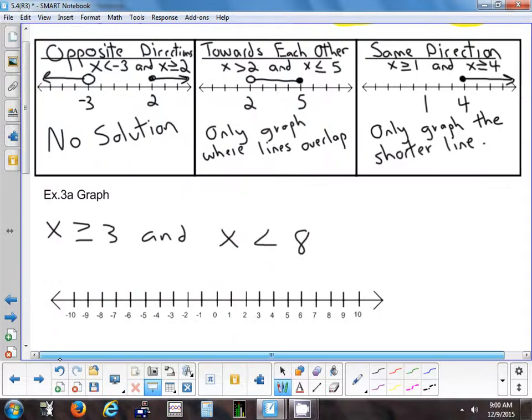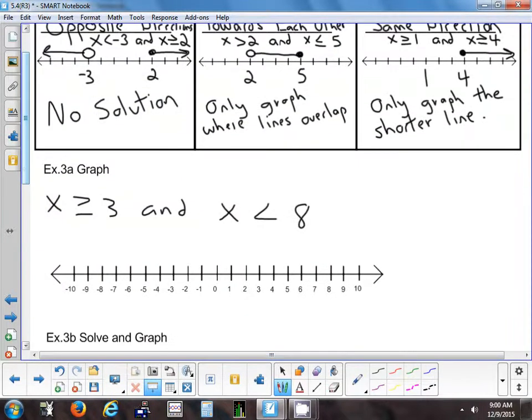All right. So let's take a look at 3a. It says x is greater than or equal to 3 and x is less than 8. Okay, Kevin, what kind of circle would I put on 3? Closed. Closed, and which way would I shade? To the right. Zach, what kind of circle on 8? Open. Open, and which way do we shade? Left. So one of you said right, one of you said left. What situation is that?